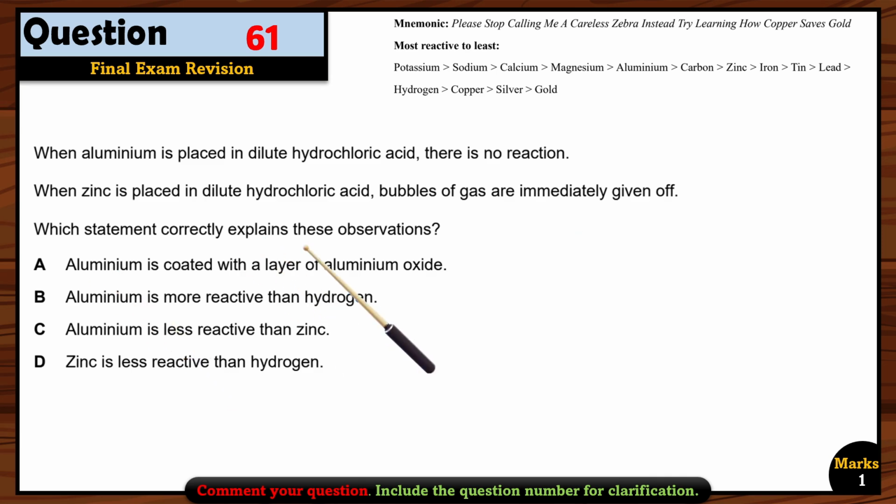Sometimes students usually choose that aluminium is less reactive than zinc. That is wrong. Zinc is a transition metal. Transition metals can never be more reactive than the normal metals, okay? Aluminium is just a simple metal from group 3, right? So the zinc is not more reactive than aluminium. What is the right answer for this question?